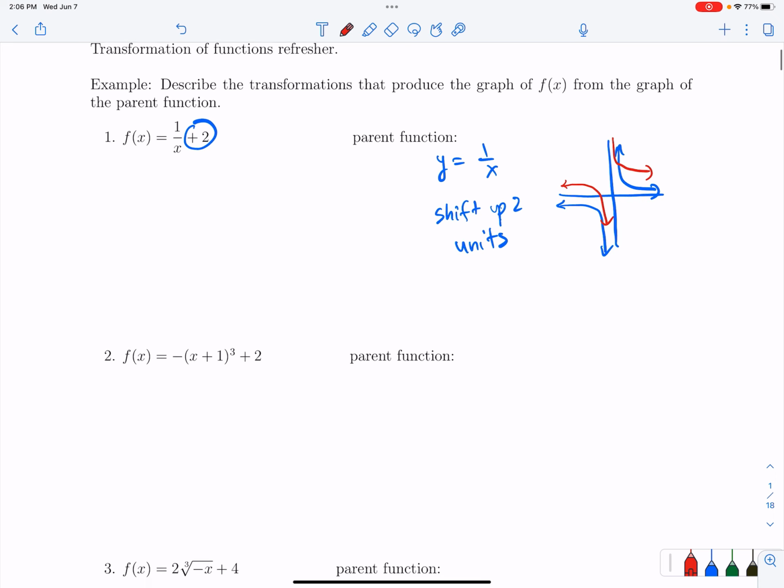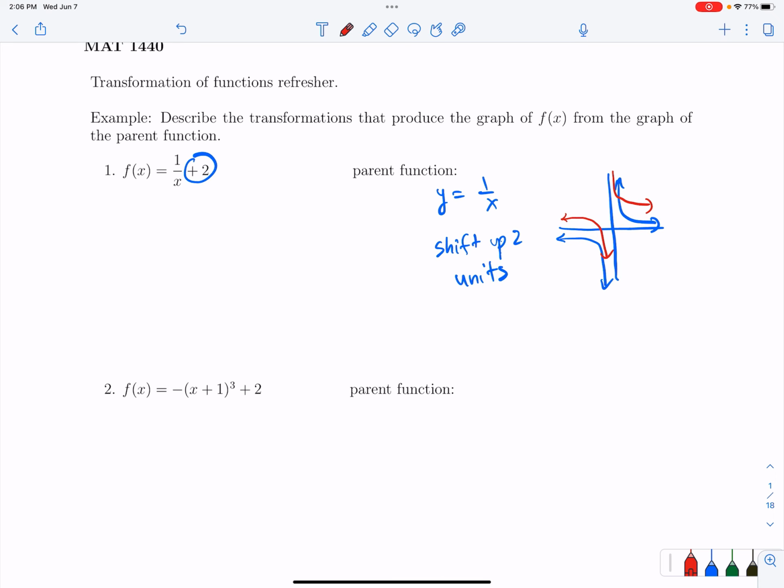All right, the next one we have the cubing function, which is x cubed. So we have more transformations here. We have this 2 getting added, we have this plus 1, and then I have this negative 1. And so let me color code these so maybe it's easier to follow. So when you're applying transformations, you always want to start on the inside, the innermost part of the function. In other words, the thing that's closest to x, and work your way outward.